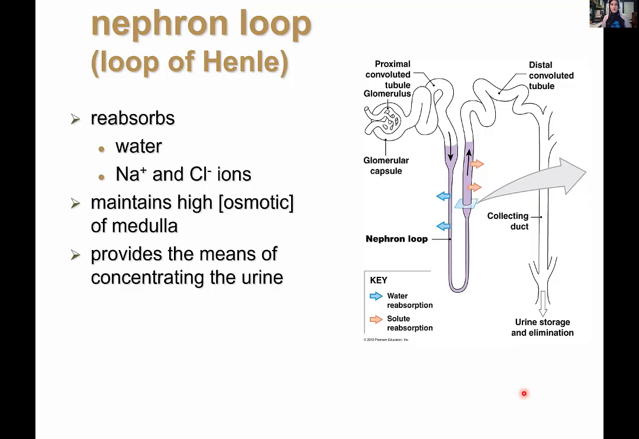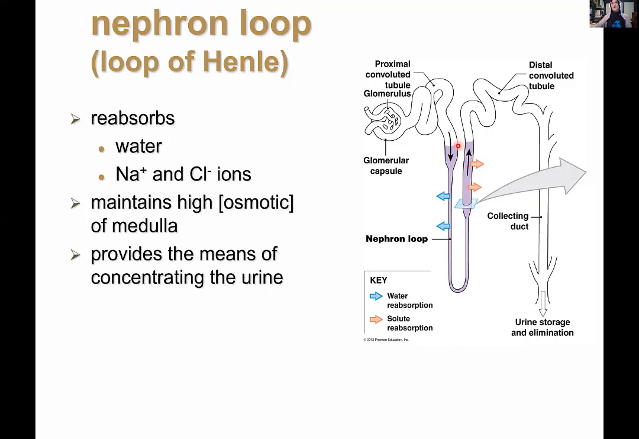The nephron loop does something pretty cool. It provides a means of concentrating urine such that you get a lot of salt and a lot of water back from the filtrate, and you set up this permanent gradient which exists in the kidneys to really efficiently pull things out.